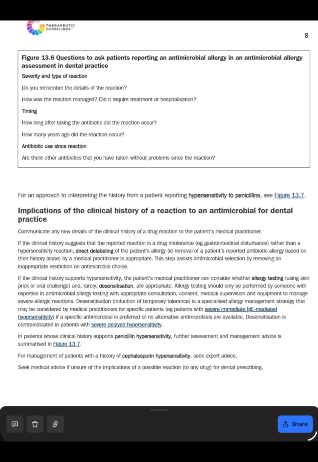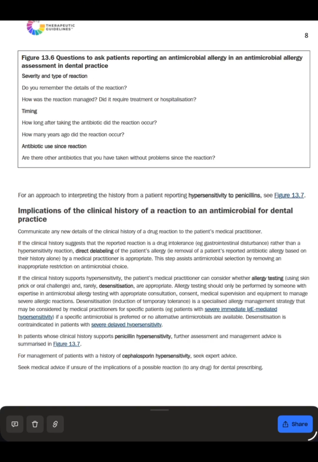If the clinical history supports hypersensitivity, the patient's medical practitioner can consider whether allergy testing, for example, using skin prick or oral challenge, and rarely desensitization, are appropriate or not. Now, allergy testing should only be performed by someone with expertise in antimicrobial allergy testing, with appropriate consultation, consent, medical supervision, and equipment to manage severe allergic reaction.